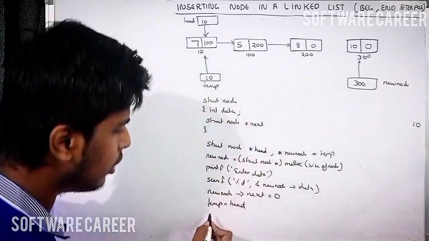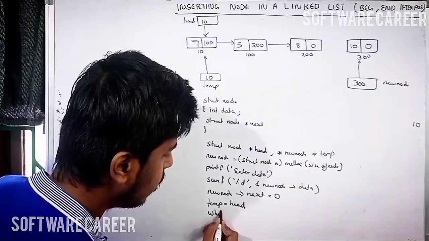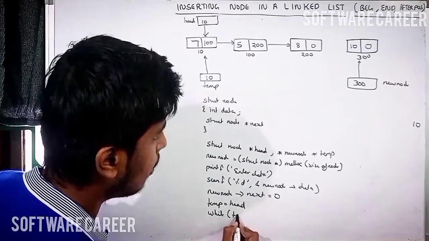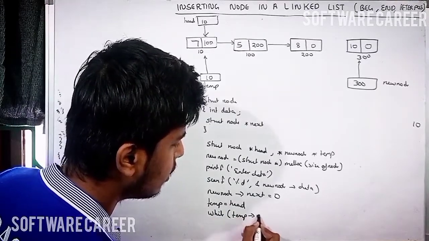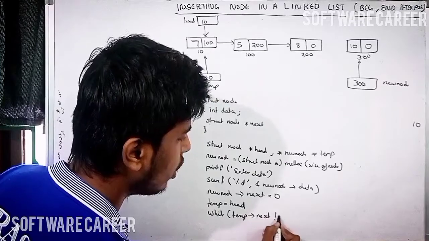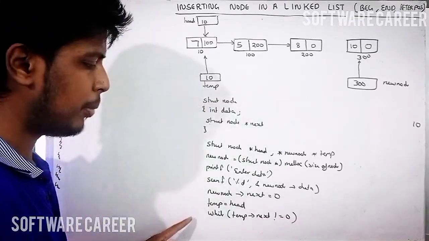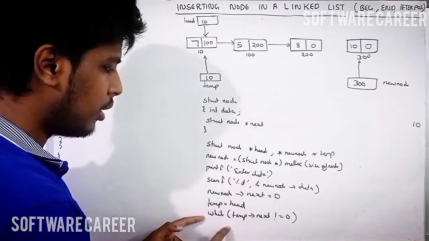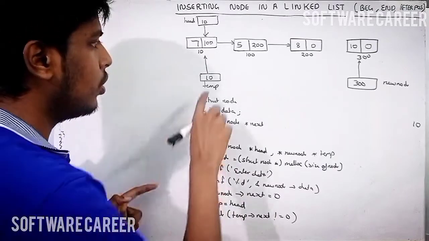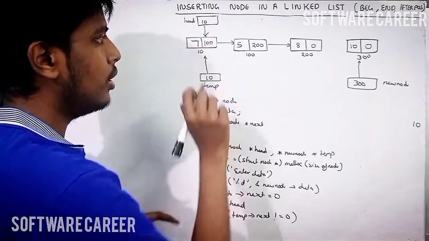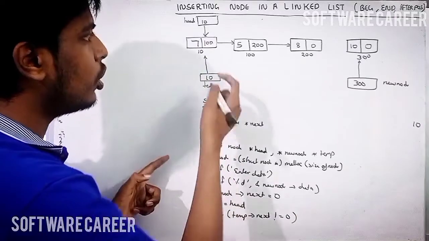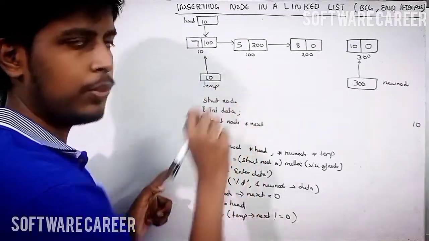So see, I am writing the condition. While temp next not equals to 0. This step I am writing. Now check whether temp next is not equals to 0. Temp is 10, 10 next is 100. It's not equals to 0. So what you are doing? You are moving the temp pointer one step forward.